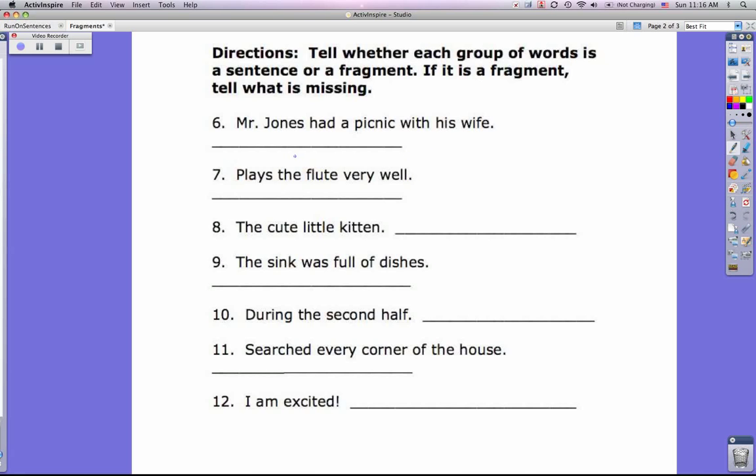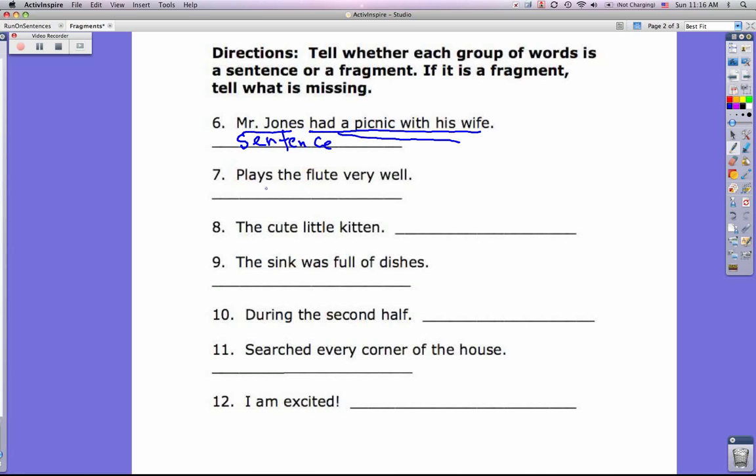Number 6, Mr. Jones had a picnic with his wife. That actually is a sentence. You have a subject and you have a predicate. Mr. Jones is the subject, had a picnic with his wife is the predicate. So that's a complete sentence.